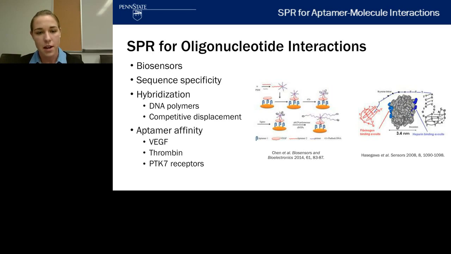Next, we can see that surface plasmon resonance can be used to verify the specificity of the sequence, and also to look at some of the ways that sequences interact with each other, such as the formation of DNA polymers, or the displacement of oligonucleotides by other oligonucleotides.